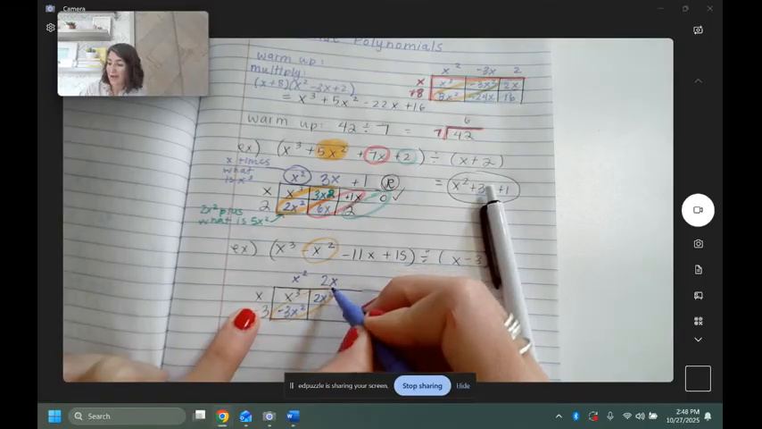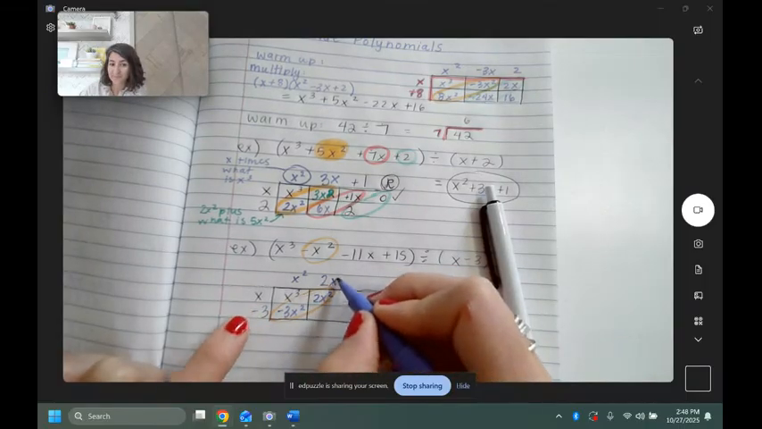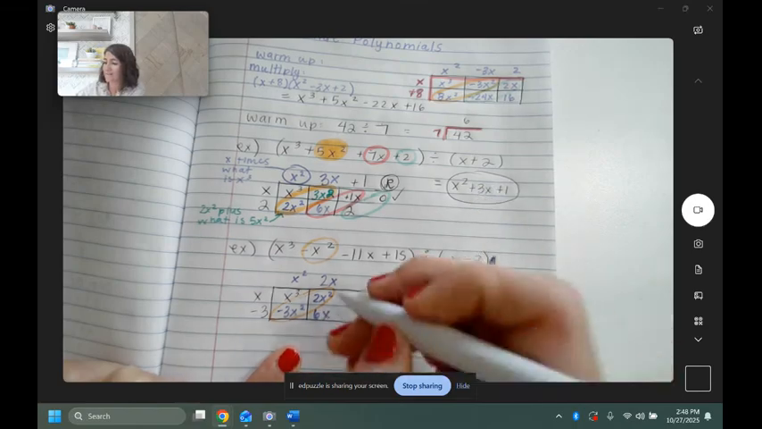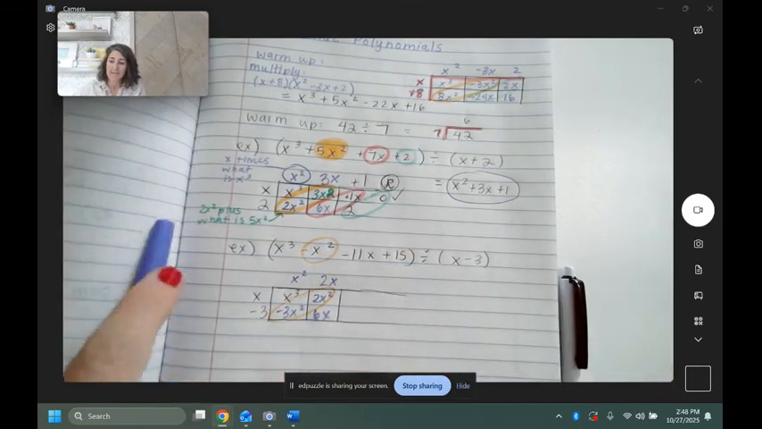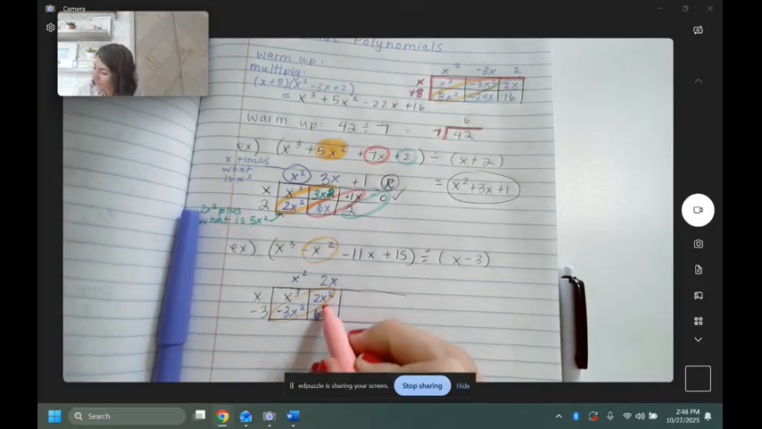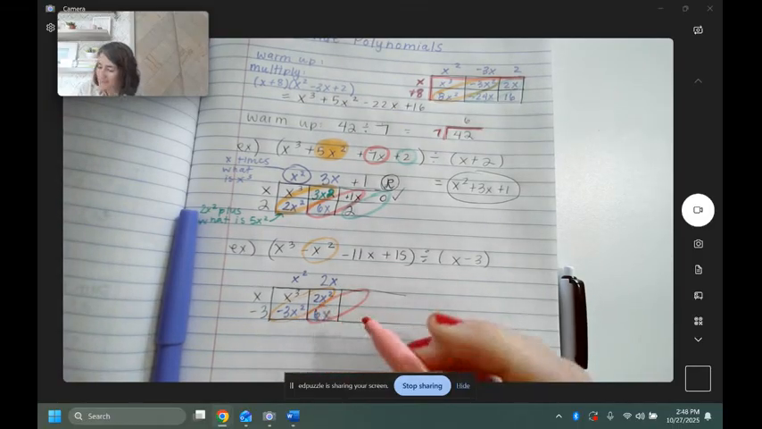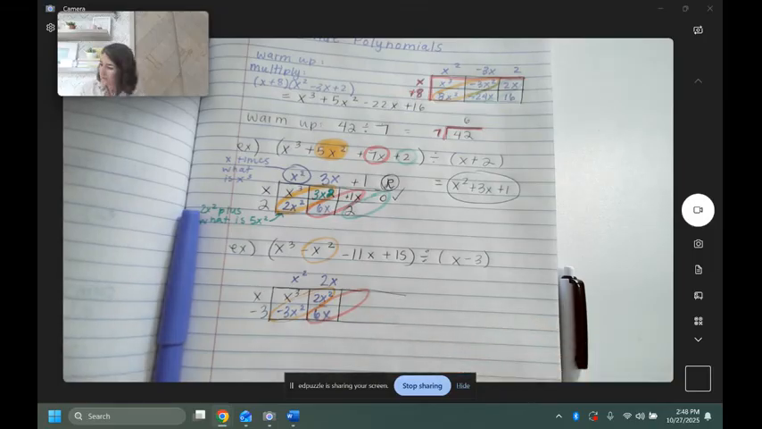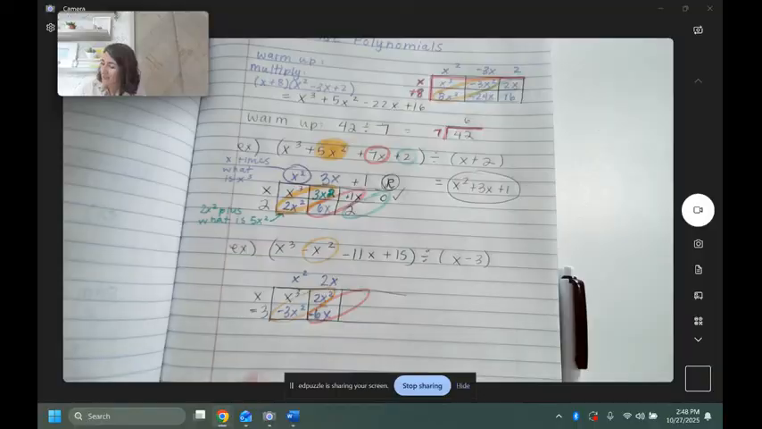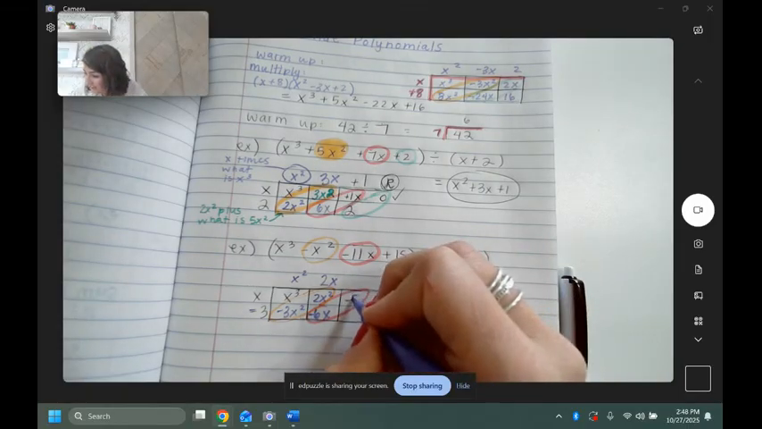Okay? Start over. X times what is 2x squared? 2x, because I need 2 x's. Multiply that down. Oh, no, sorry. This is negative 3, so negative 6x. These two need to add up to negative 11x. So negative 6 plus what is negative 11? Negative 5x.